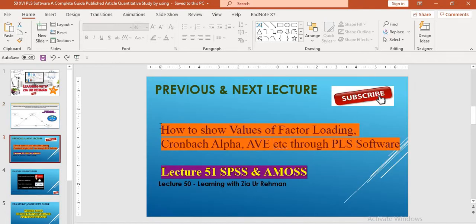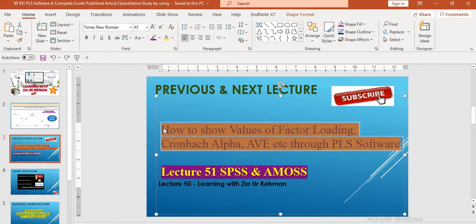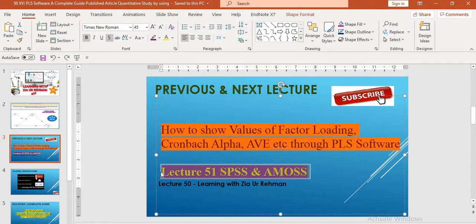The previous lecture was about how to extract the values of AVE, factor loading, Cronbach alpha, and other reliabilities and validities by using the PLS software. The next lecture will be about how to use the SPSS and AMOS softwares.